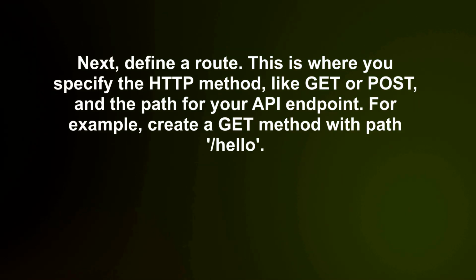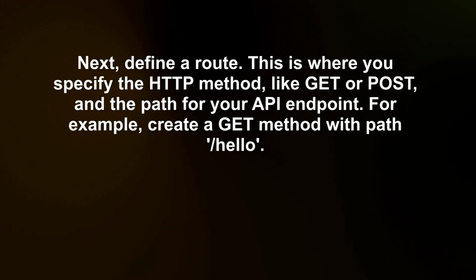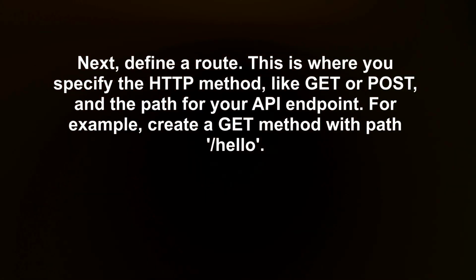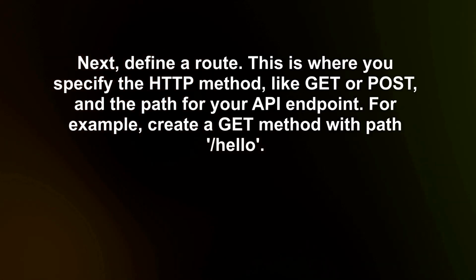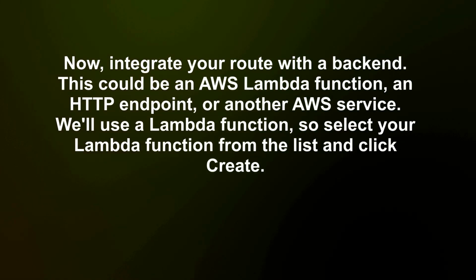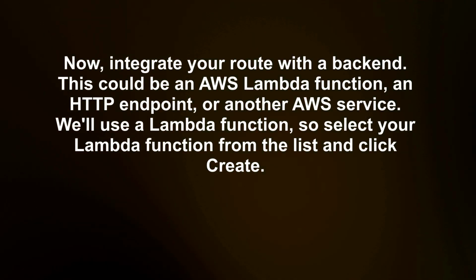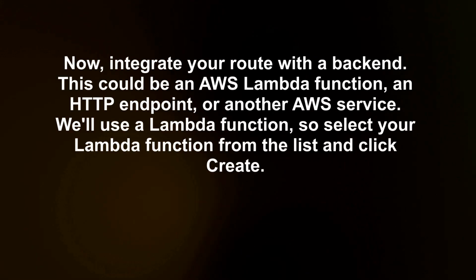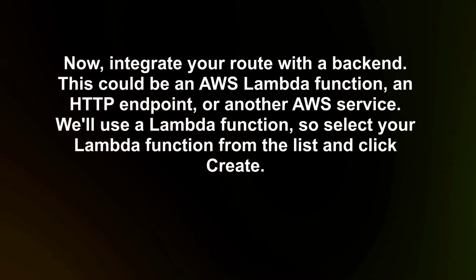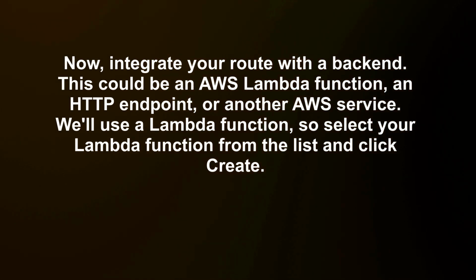Next, define a route. This is where you specify the HTTP method, like GET or POST, and the path for your API endpoint. For example, create a GET method with path /hello. Now, integrate your route with a backend. This could be an AWS Lambda function, an HTTP endpoint, or another AWS service. We'll use a Lambda function, so select your Lambda function from the list and click Create.